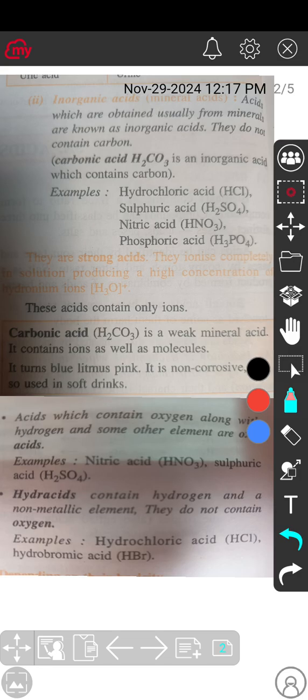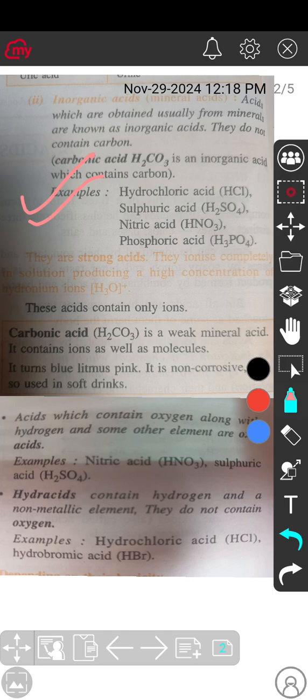Inorganic acids are also called mineral acids. From the name itself, mineral acids, we can conclude that they are obtained from minerals. They do not contain carbon. The exception is carbonic acid. It is an inorganic acid which contains carbon. Other examples are hydrochloric acid, sulfuric acid, nitric acid, phosphoric acid. These inorganic acids are strong acids.